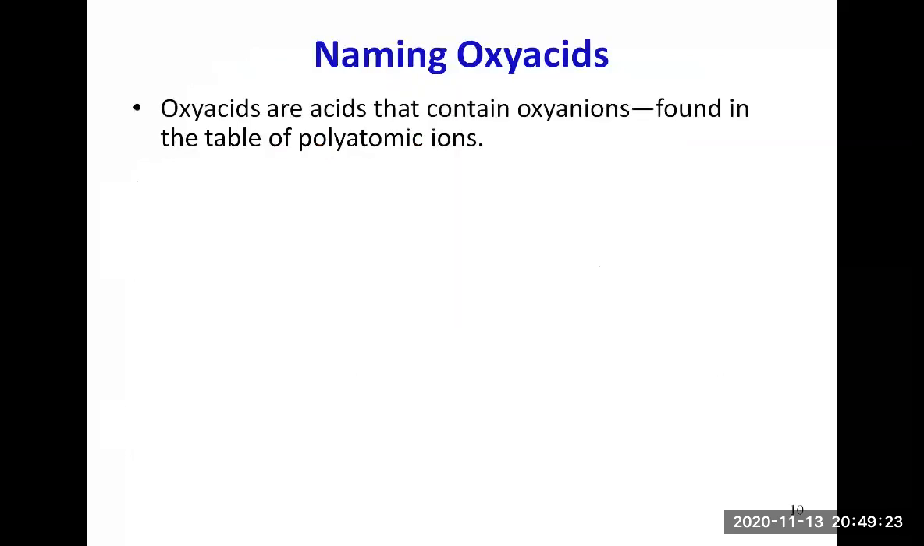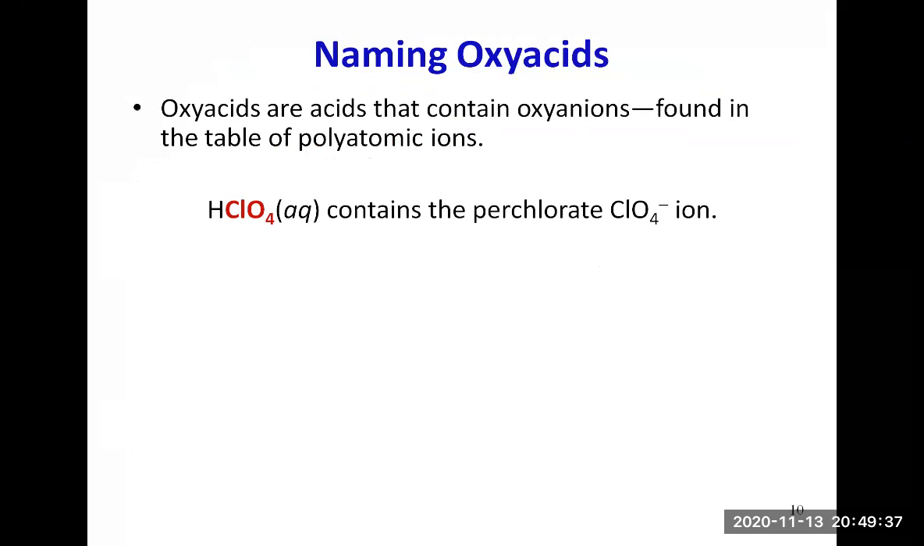So how do we name oxyacids? Oxyacids are acids that contain oxyanions, and they are found in the table of polyatomic ions. For example, HClO4 aqueous contains the perchlorate ion. ClO4 -1 is the perchlorate ion. And so if you bind it to an H+, it becomes perchloric acid.